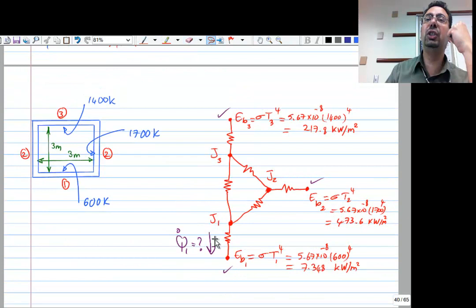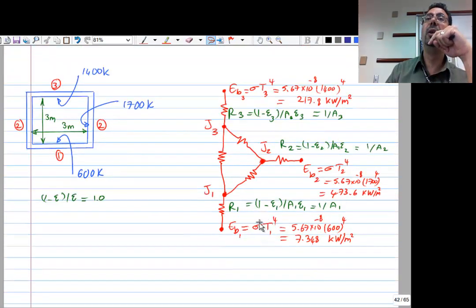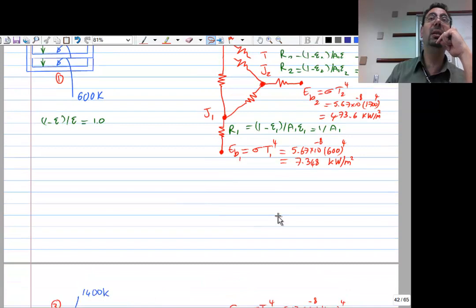The black body radiation, we got it. It's A, B3 sigma T3 to the power 4, sigma T2 to the power 4, sigma T1 to the power 4. You work those numbers and you have those values. Okay, so you have all the E black radiation. And then you come up with the surface resistances, R3, R2, R1. Simply 1 minus epsilon over epsilon area, for each surface. You get all the resistances.